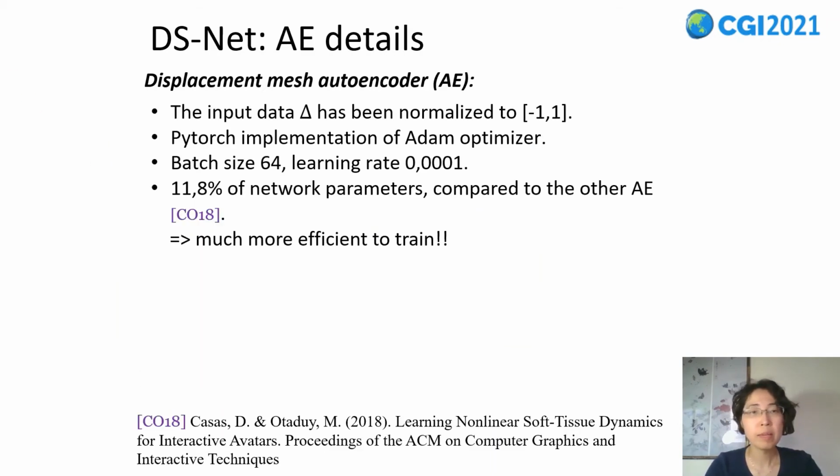Some of the implementation details about our displacement mesh autoencoder are given on this slide. In particular, compared to the other autoencoder by Casas and Otaduy, which is composed of 3 fully connected layers of 6,000, 3,000, and 100 outputs each for the encoder and the symmetric decoder, our autoencoder amounts to only 12% of network parameters, which is much more time and memory efficient to train.